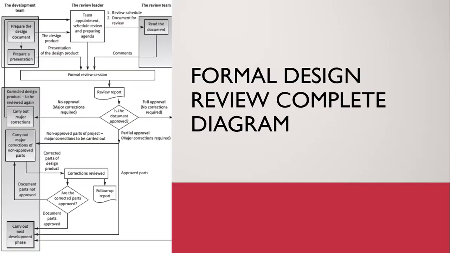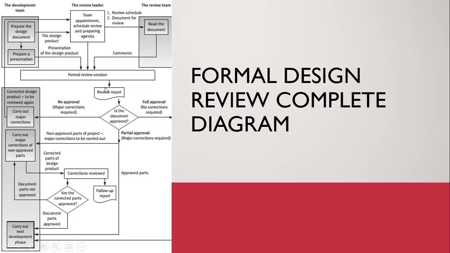This is the whole process of formal design review. In this diagram, the development team, review leader, and review team are involved. The development team prepares the design document, the design product, and a presentation. The review leader is appointed, makes the schedule, and prepares the agenda. The review team reads the document and comments, then the presentation is made, and the formal review session is complete.